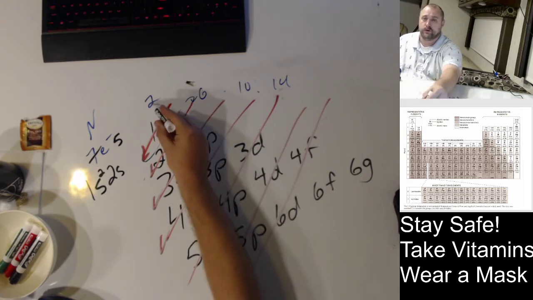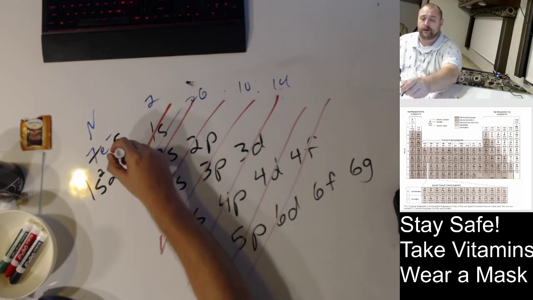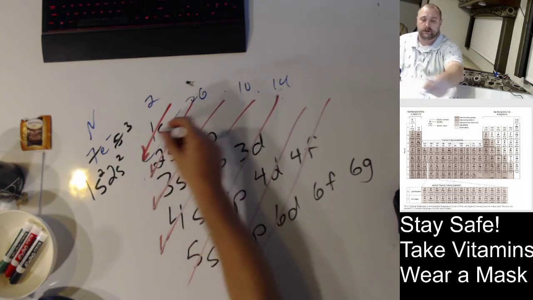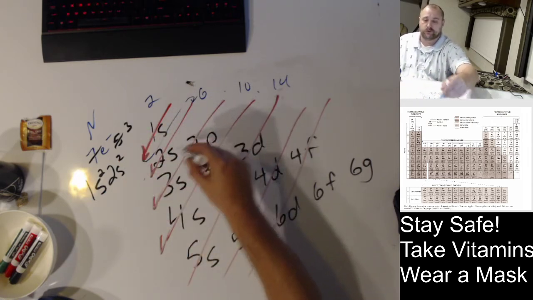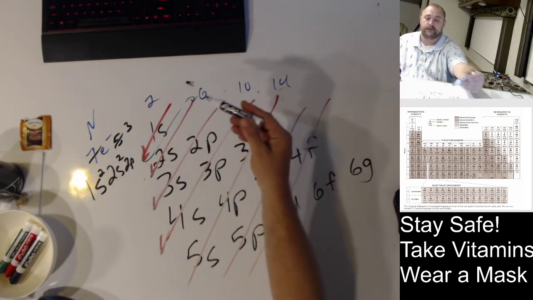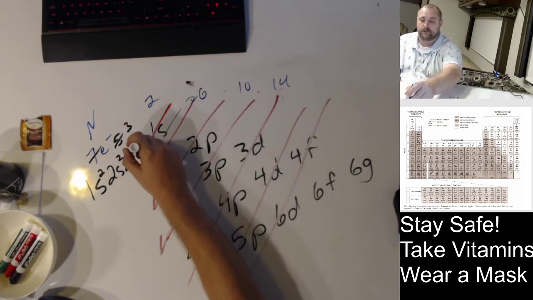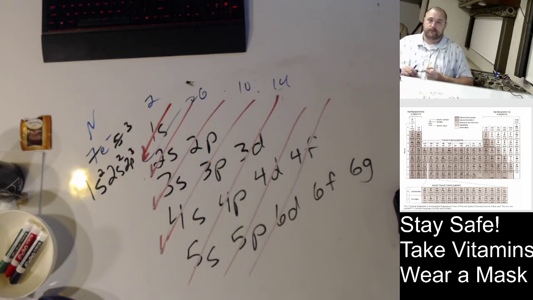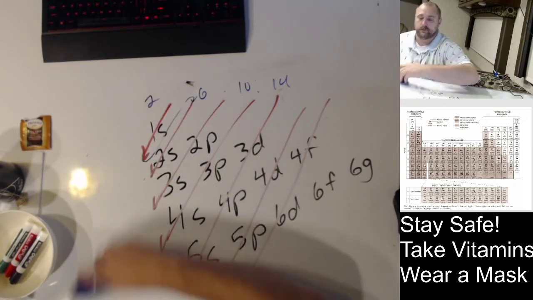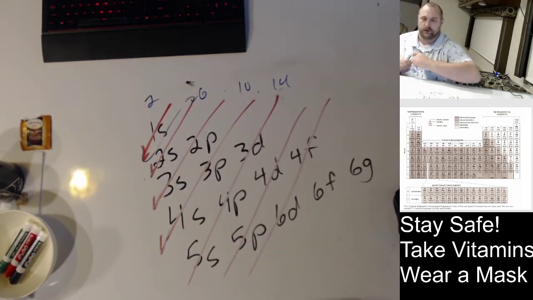It holds 2. I've got 5. I put my 2 in here. I've got 3 left. Next up, after I fall off there, would be the 2p. It holds 6. I don't have 6. I only have 3, so I put my 3 in. Okay, that works okay.